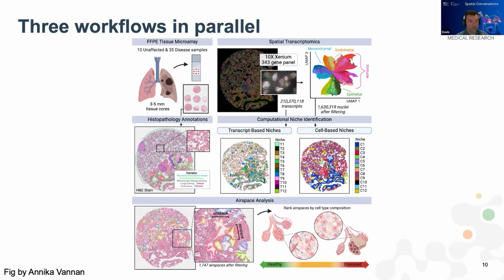And when they converged on the same sort of answer, that gave us a lot of encouragement that we were in the right direction. I'll finish by describing an airspace analysis, which is another way of defining structures, in this case, airspaces that are naturally comparable between different samples, even between the healthy and diseased.